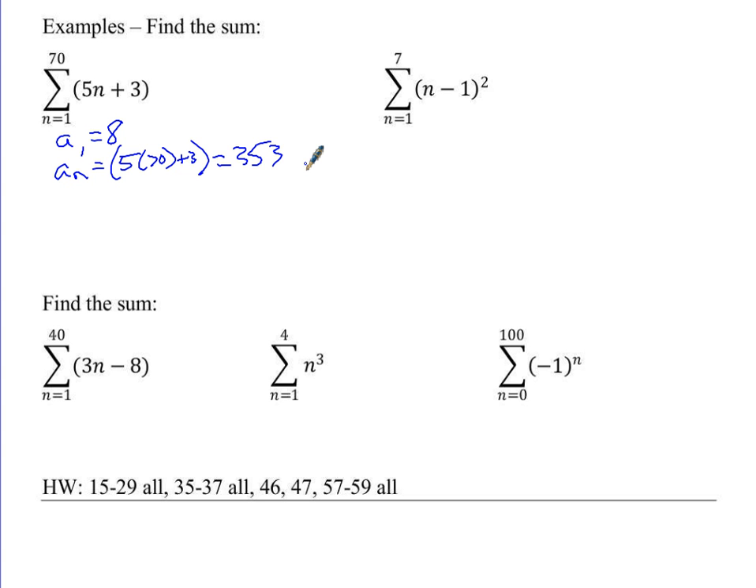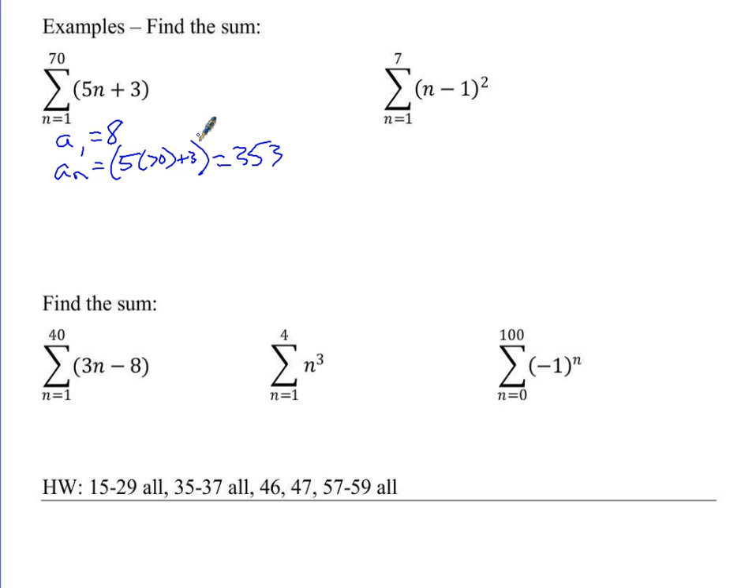What else do I need to know? I don't need to know the common difference. But if I wanted to, I could ask you what the common difference is. Just by looking at this right here, what is the common difference? With a linear situation, the common difference is the same as the slope. So the common difference would be 5. If you don't believe me, try the second term. Take 2, plug it in. 5 times 2 is 10, plus 3 is 13. How much do we change from 8 to 13? 5. Common difference is 5.